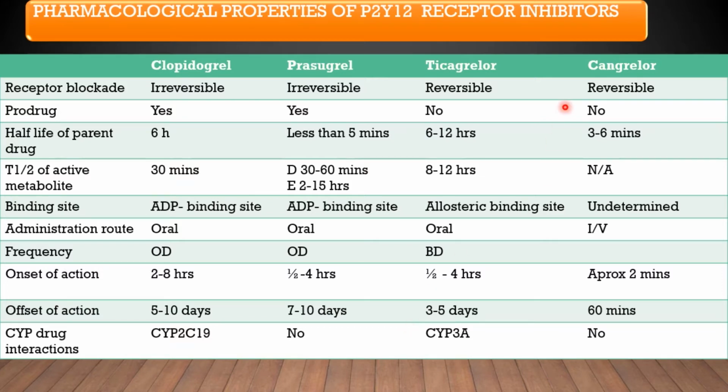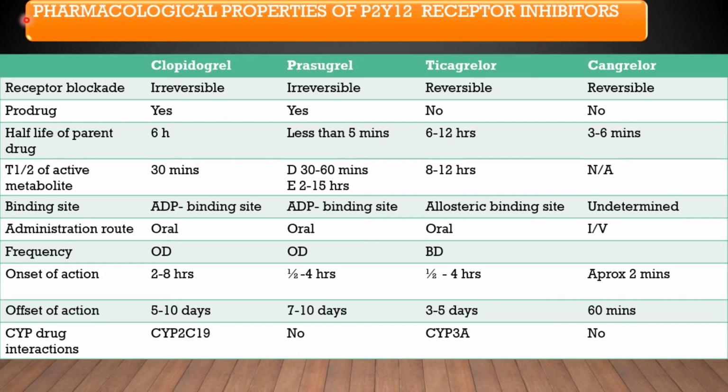Cangrelor is also a reversible receptor inhibitor. It is not a prodrug, as it is given intravenously. The half-life of the parent drug is just 3 to 6 minutes. The active metabolite's half-life is not available, and the binding site is undetermined. It is administered intravenously. The frequency is continuous infusion, and the onset of action is approximately 2 minutes, and the offset of action is 60 minutes, and it has no cytochrome P450 drug interactions.